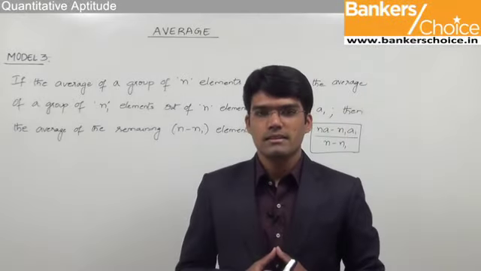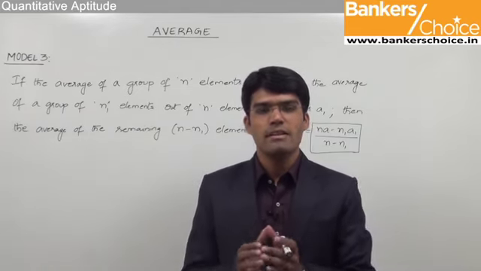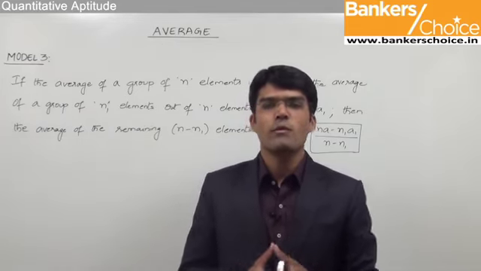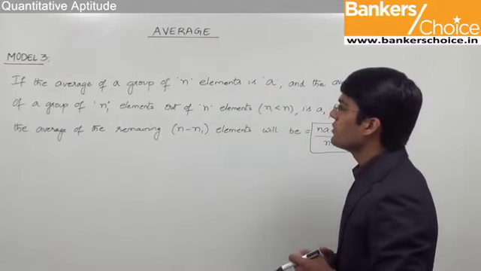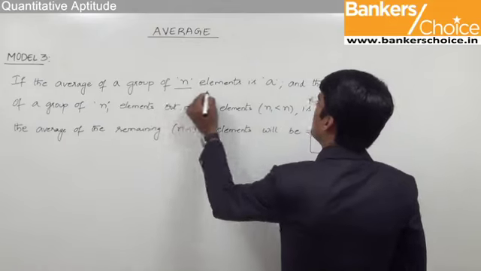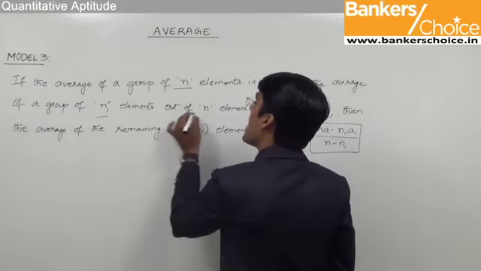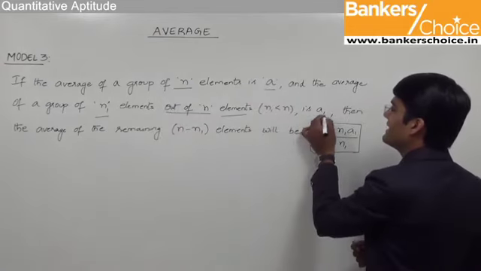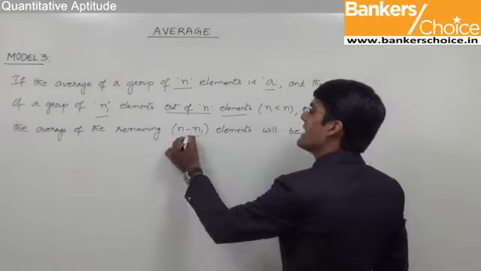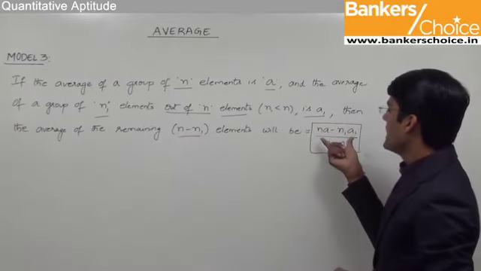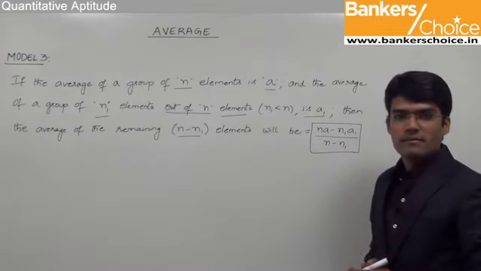Let us now understand the third model from average, where we are supposed to find out the average of a smaller group out of a given larger group. The point here is, if the average of a group of n elements is A and the average of a group of n1 elements out of n elements is A1, then the average of the remaining elements, that is n minus n1 elements, will be n into A minus n1A1 divided by n minus n1.